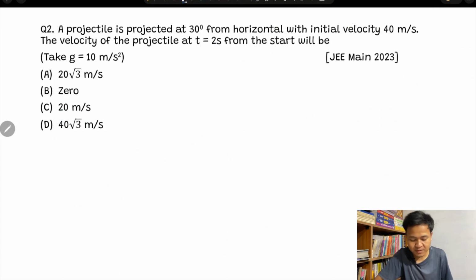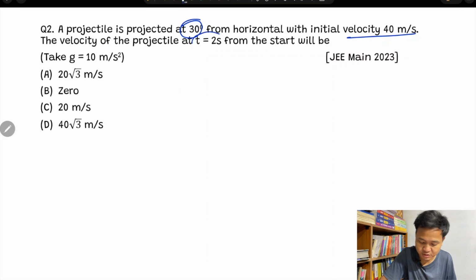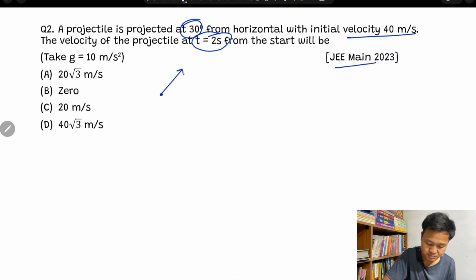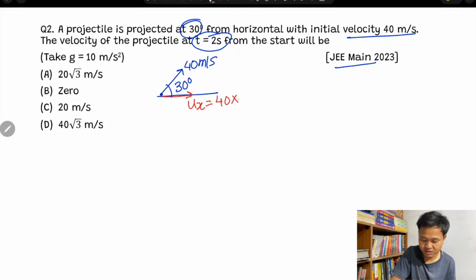So next question. A projectile is projected at 30 degree from the horizontal. So angle is given 30. Initial velocity is 40. So what is the velocity of the projectile at t equals 2 seconds from the start? See, this is a JEE Mains question. Here the particle is projected at 40 meter per second, making an angle of 30 degree with the horizontal. So ux is 40 cos 30, that is root 3 by 2, so this is 20 root 3.